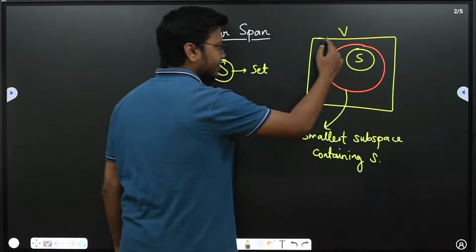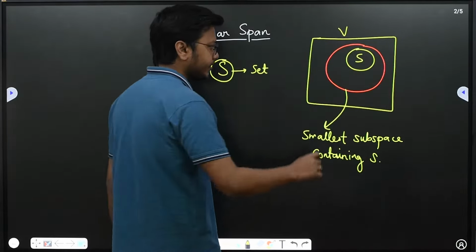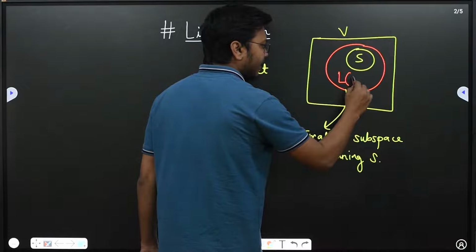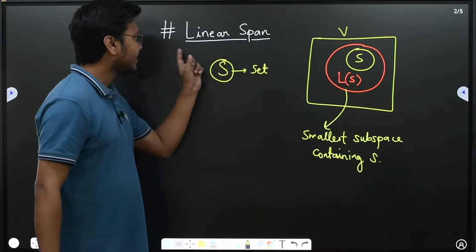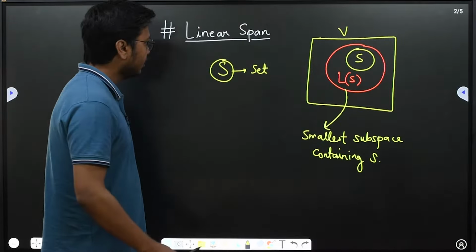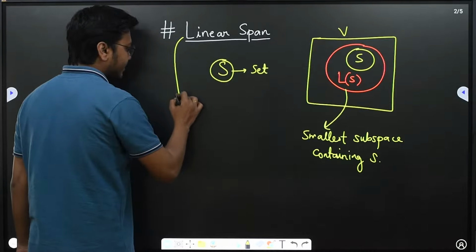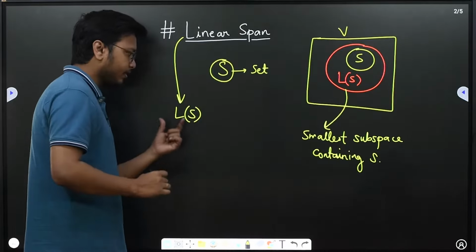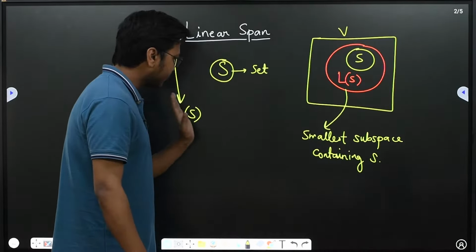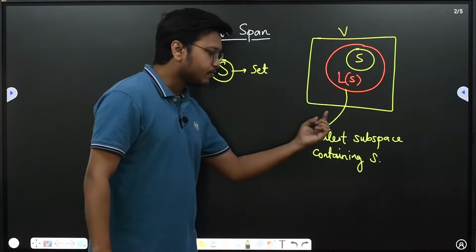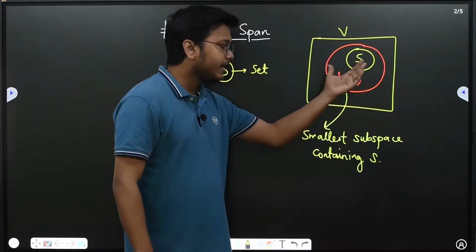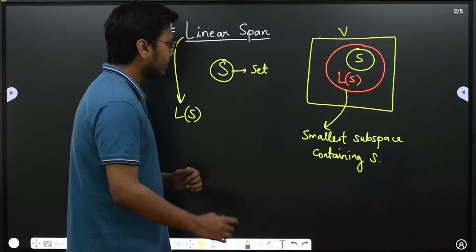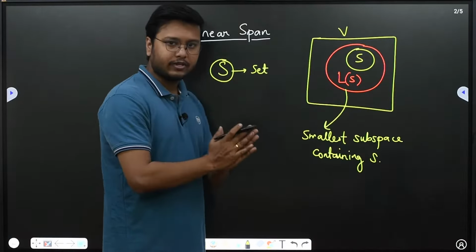Then this subspace that we have created is going to be called L of S, which means linear span of the set. So we represent linear span of any given set S by the short form L of S. The definition being, L of S is the smallest subspace containing any given set. So this is the actual definition.